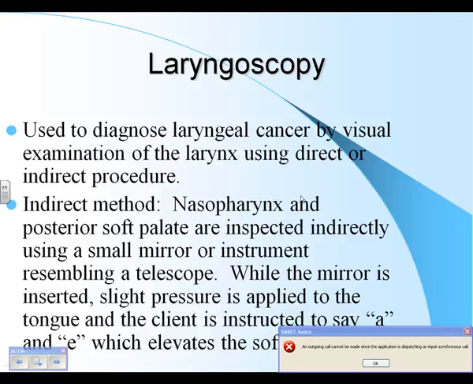Of course, I think if it were me, if I'm trying to decide whether or not I have laryngeal cancer, I'd much rather just go direct method. Let's just see what's there. And most of the time, that's what they are using.